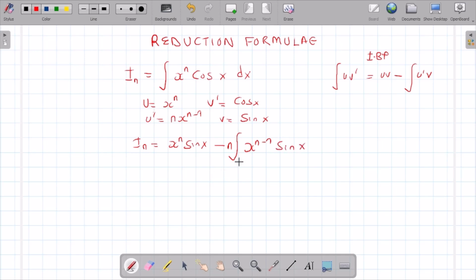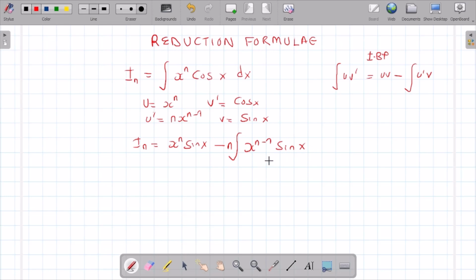Great. Now, if you look at this and you look at I of n, notice the difference here. We have that n has decreased by 1 because we have x to the power of n here and x to the power n minus 1. But here we have cosine of x, and here we have sine of x. So this means that we have to do the integration by parts again on this side here.